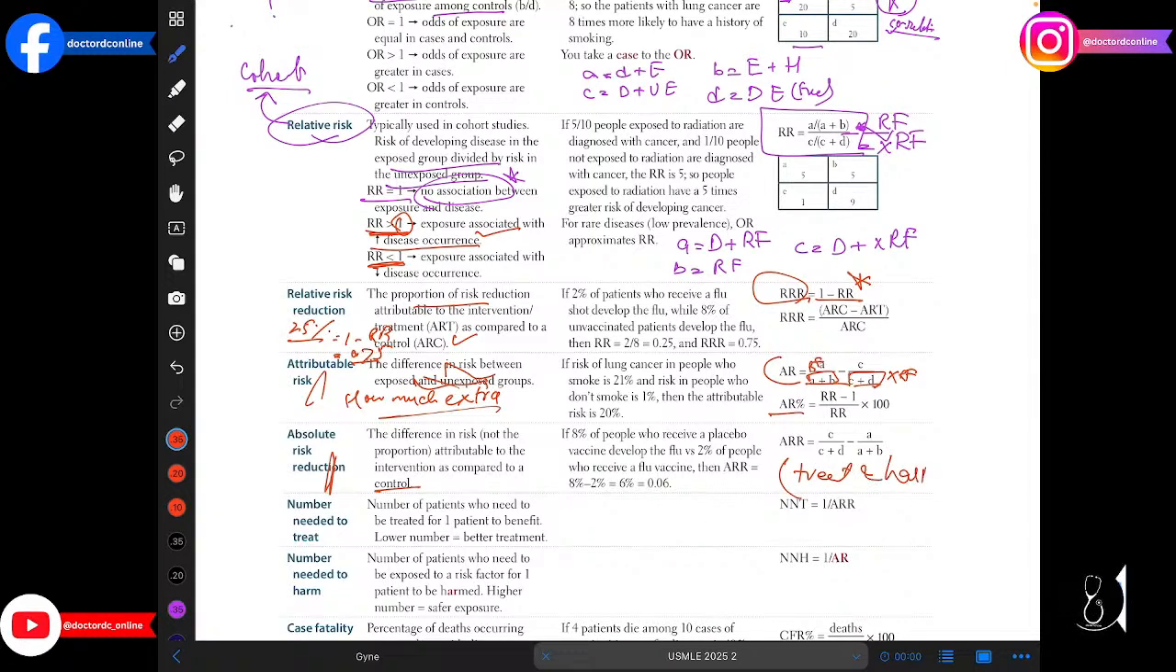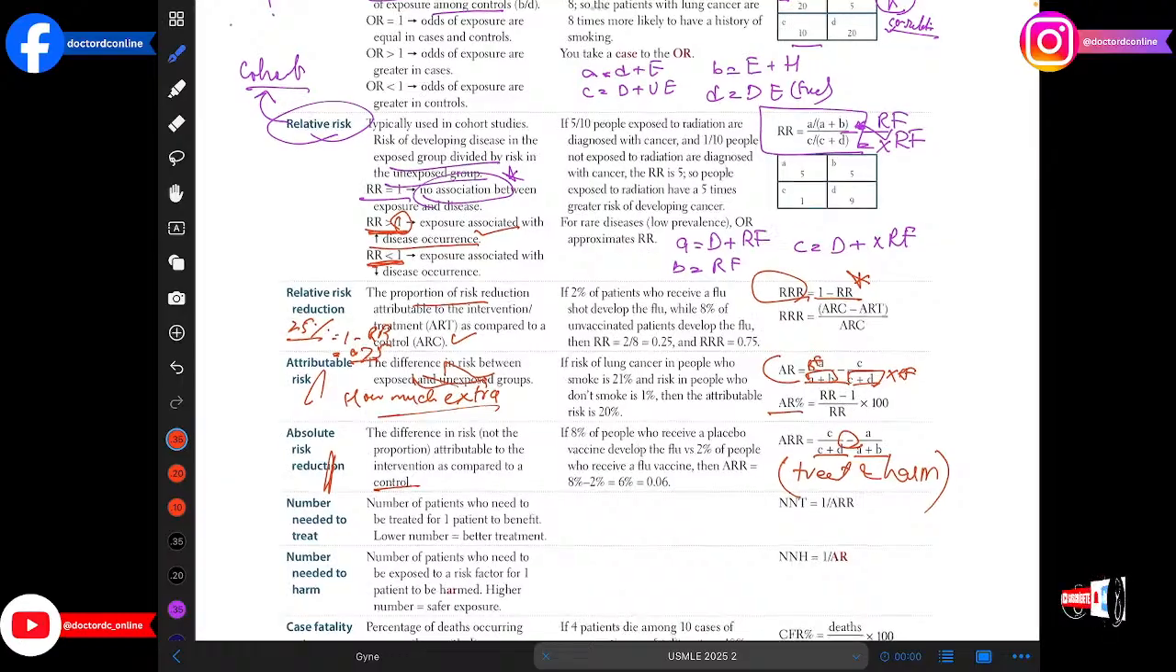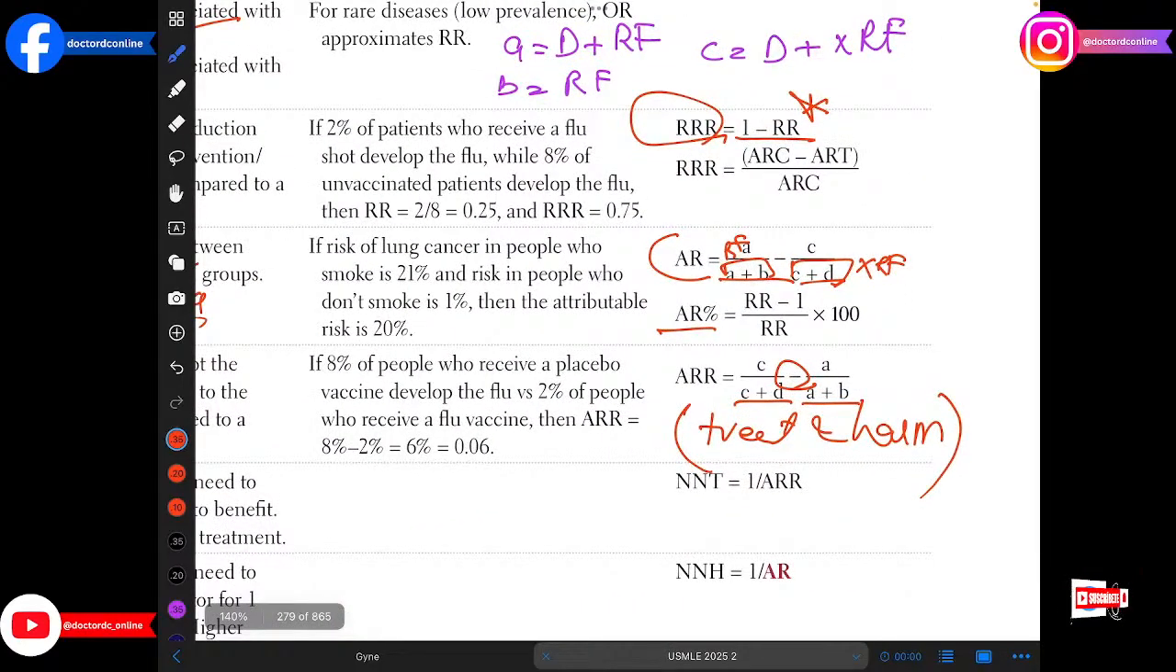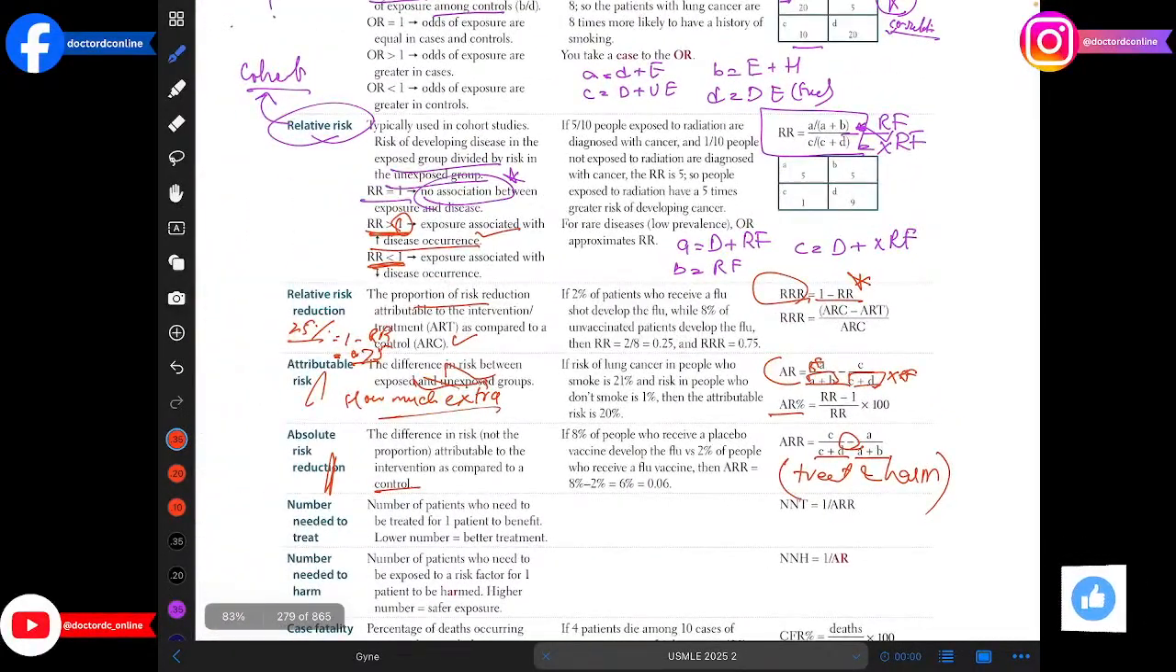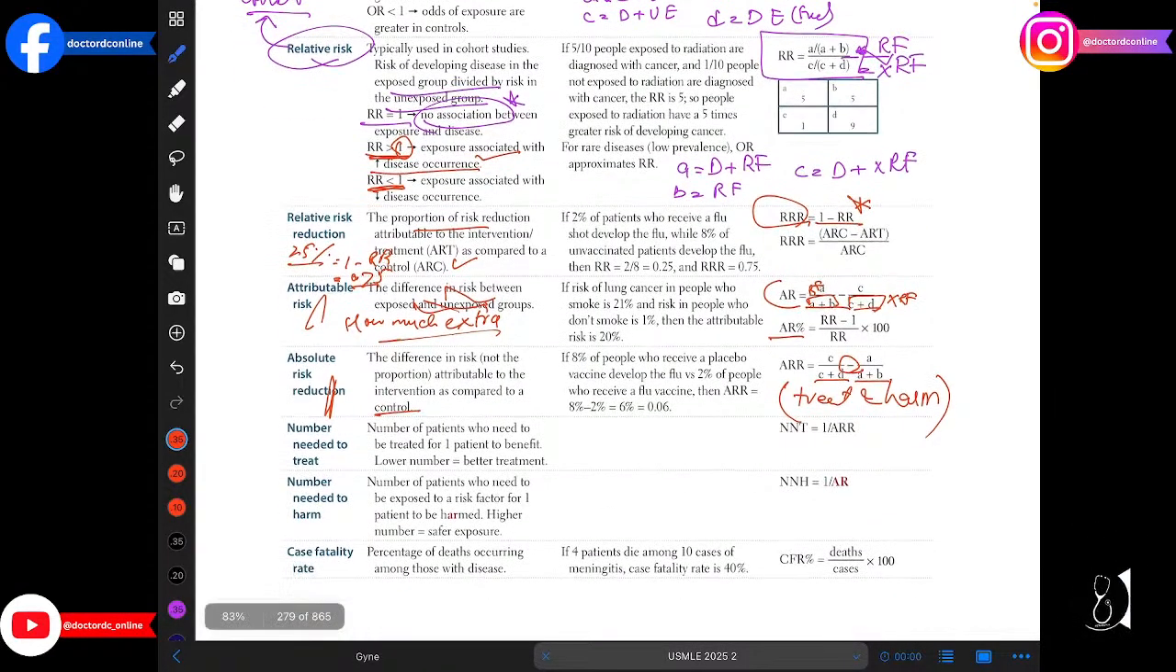All right. Next up, we're going to talk about absolute risk reduction, and this is the decrease in risk associated with an experimental treatment as compared to placebo or the control. The formula for absolute risk reduction is C divided by C plus D minus A divided by A plus B. And what formula is this fairly similar to? There you go, the attributable risk. So here, if you can remember one of them, the other one is just the other one.